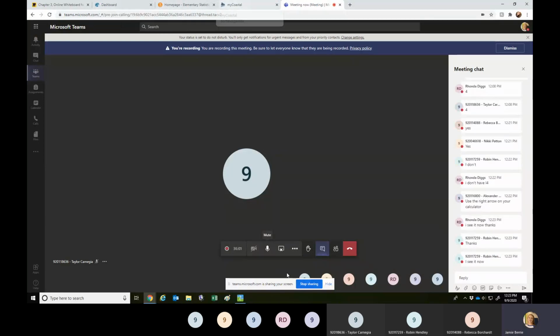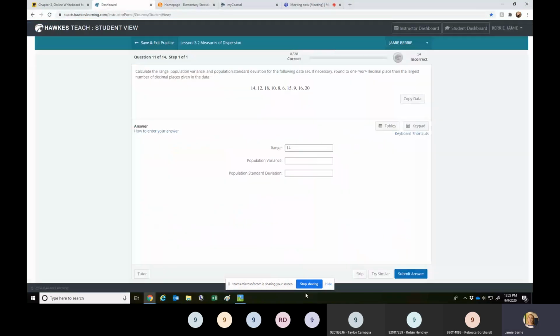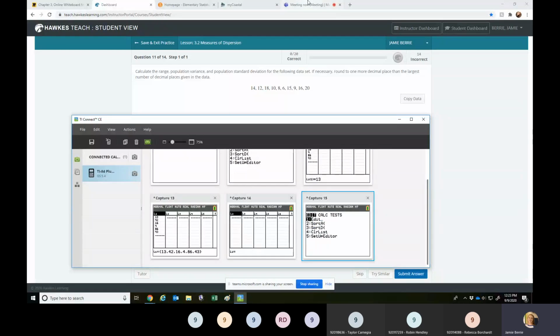Okay, cool. All right, so if this ever happens to you, let me show you how you can get L1 back. You press stat again. It takes you back to the main screen of stat. Then you scroll down to setup editor.